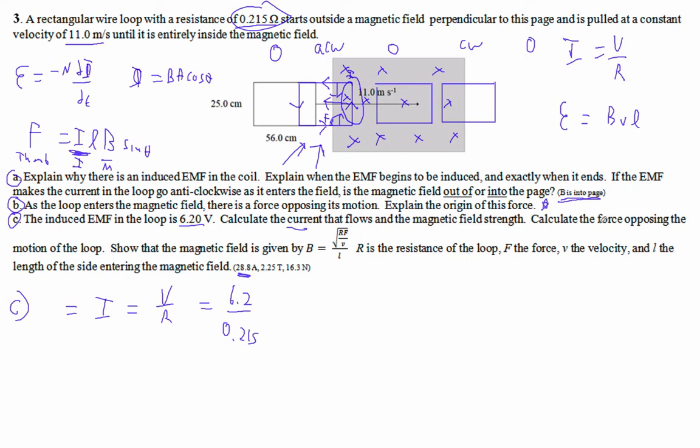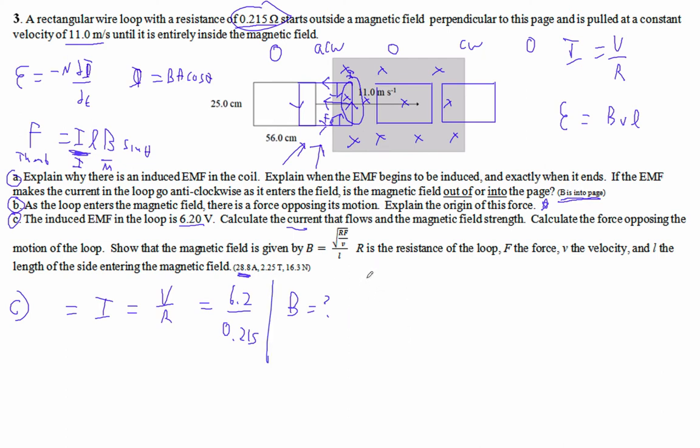Calculate the force opposing the motion of the loop. That's interesting. How can we do that? Well, we've got the current. Ultimately, we need to figure out the force, but we need to figure out the magnetic field. So how do we do that? Okay, I've got an idea. I think what we need to do is figure out what B is.